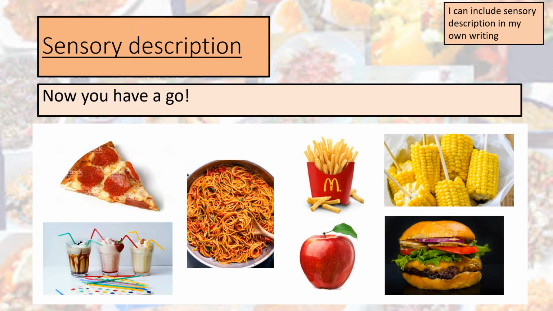Now that you've read my example and heard me talk about it, I want you to have a go yourself. You can choose one of the following images or you can pick something completely different if you want. Try to make it food though, given that that's our focus this week. What you are trying to do is to include examples of sensory description in your own writing. Once you have written your description, I would like you to go back in and underline or highlight where you feel you have met that criteria.